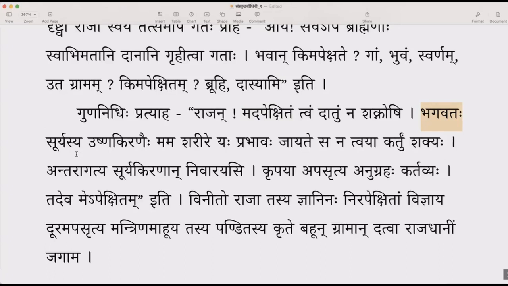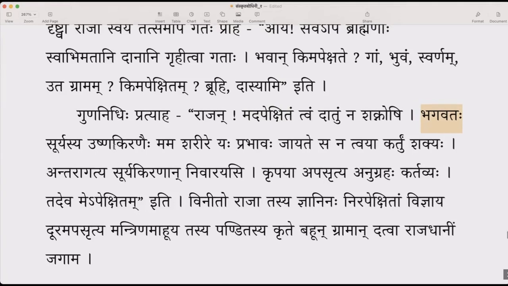Bhagavataha suryasya, of the sun god. Ushna kiranaihi. Ushna is hot, kiranam, rays. By the hot rays of Lord Surya, mama sharire, on my body, yah prabhavaha jayate, the effect that is created, sa na tvaya kartum shakyaha. That cannot be done by you. Tvaya, by you, kartum, to be done. Na shakya, it is not possible to be created by you.